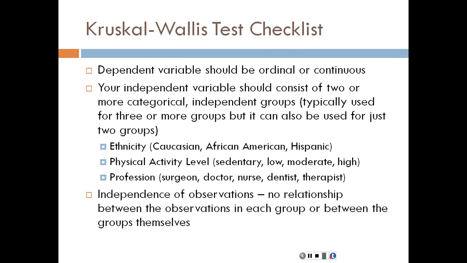And again, there should be an independence of observations. There is no relationship between the observations in each group or between the groups themselves. They are independent of each other. There's no overlap in groups. Each person can only be a part of one group and one group only.